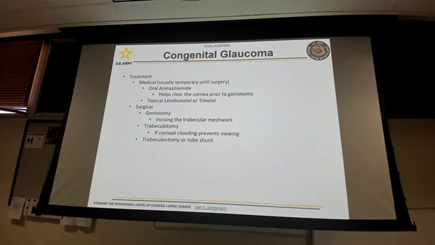All right, ultimately, the treatment for these patients is surgery. Right, we can prescribe some medicine, but that is really just a temporary fix until the patient is able to get surgery done. So there are 3 different types of surgery: goniotomy, trabeculotomy, and trabeculectomy, right, where we're creating that shunt.